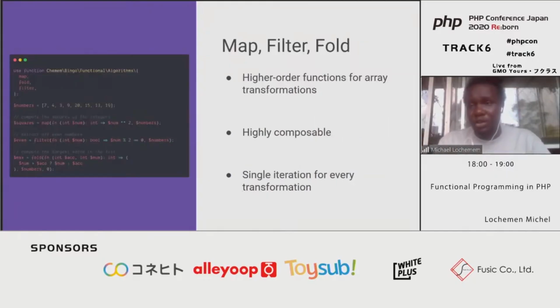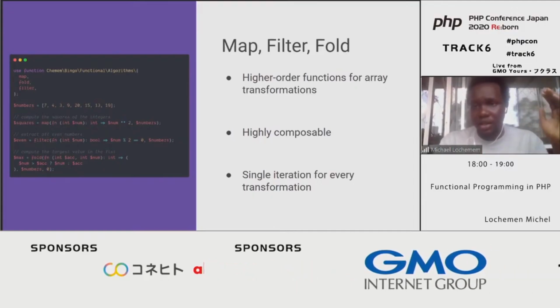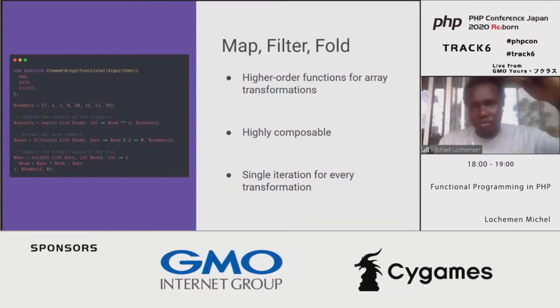And then you have map, filter, and fold, which basically allow you to transform lists, right? Arrays, objects. So map basically allows you to apply a transformation to every value in a list. Mind you, all three operations happen in a single iteration, which is a good thing, right? So with map, you transform every single entity in a list per the semantics of a function.